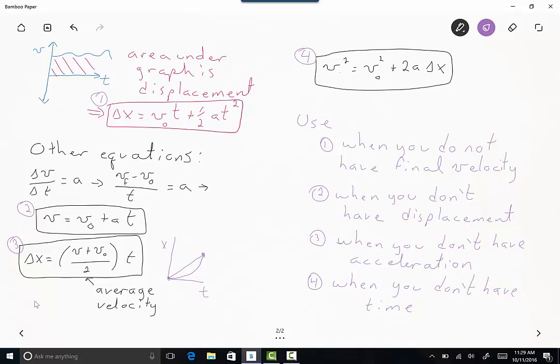So how do you know when to use these? Well, we use equation 1, this one over here in red, when you do not have a final velocity value. You don't know how fast the object's going at the end, so then you use this first equation. You use equation 2 when you don't know your displacement. You use equation 3 when you don't know what your acceleration is. And you use equation 4 when you don't have a time. So you don't know how long the object was moving or how long it was accelerating, positively or negatively.